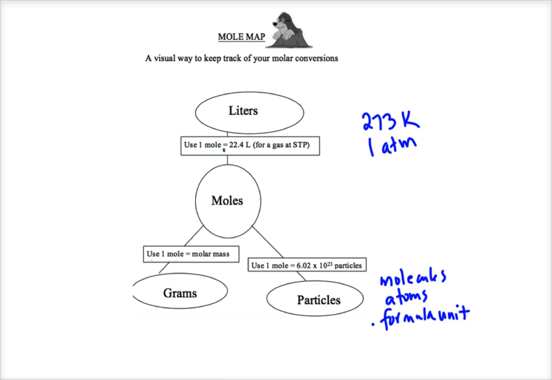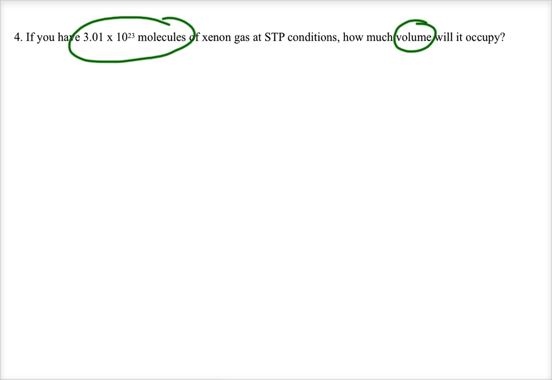Now we have a problem where we are starting in particles. We are given the number of particles, and we are being asked to find liters. So what we need to do here is to first convert particles to moles, and then we'll use a second conversion fraction to convert moles to liters. So for this particular problem, we will not need to consult the periodic table. We will not need to figure out the molar mass for this substance. So let's go back to our problem right here.